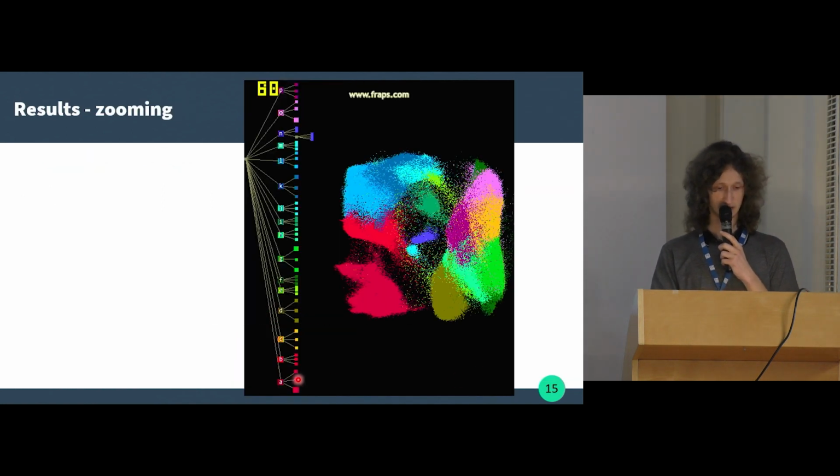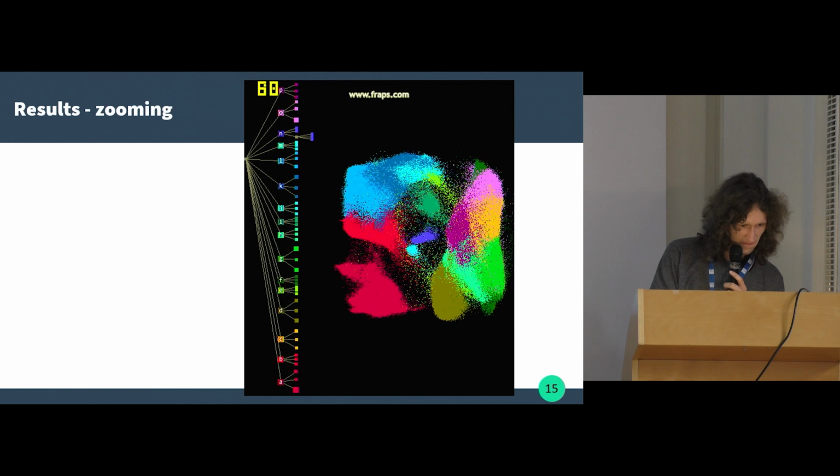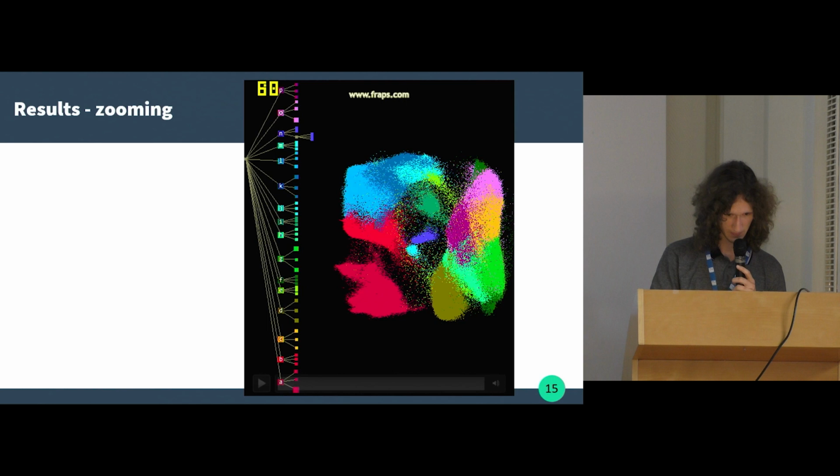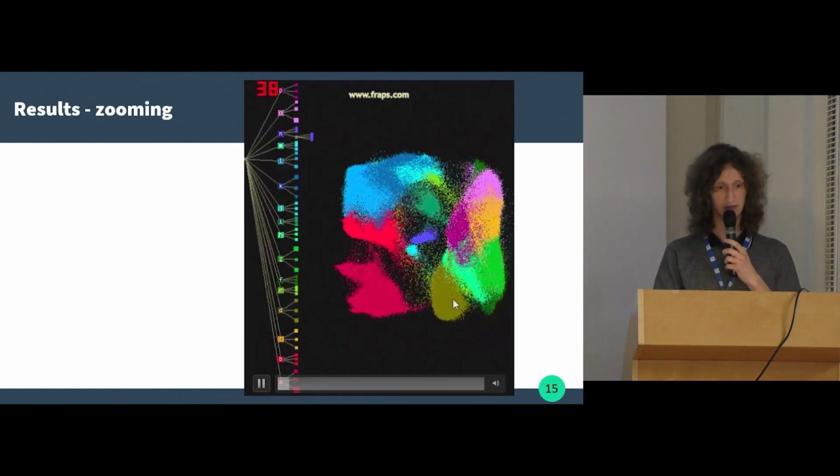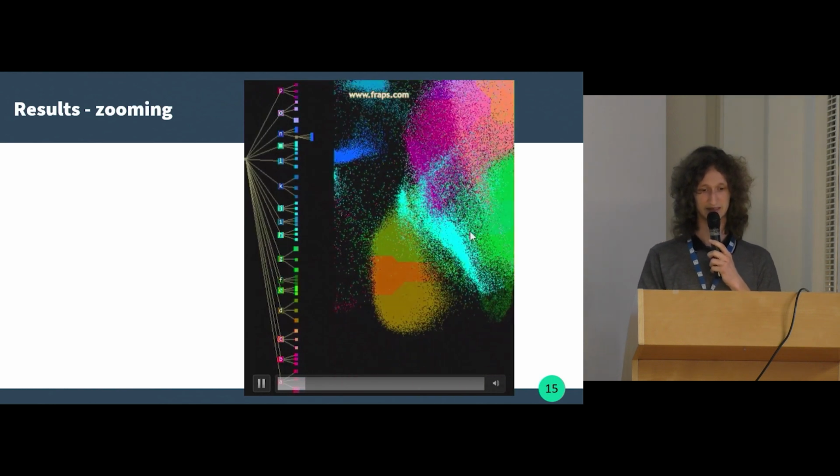So now we have a video. I can run the video now. So now we have a video where we demonstrate zooming on different clusters.